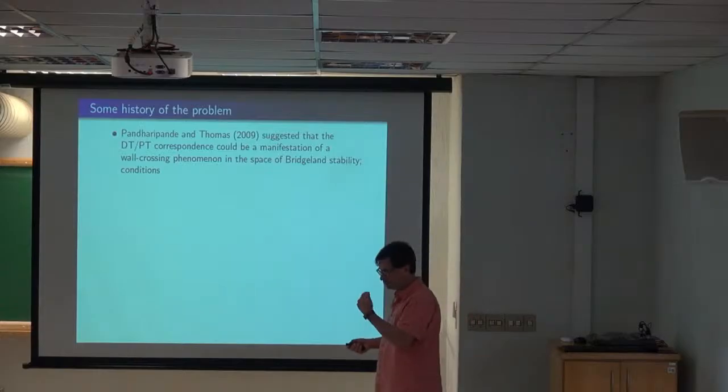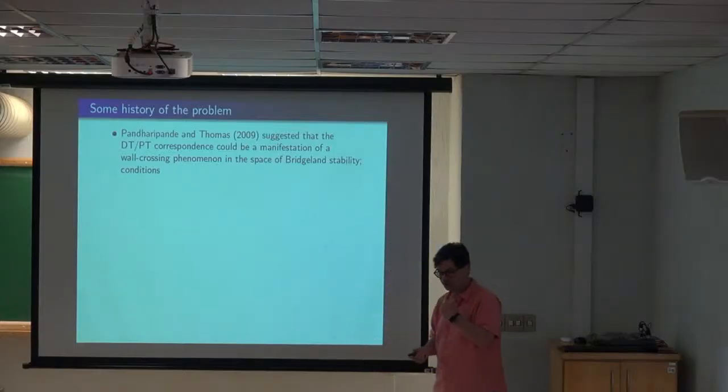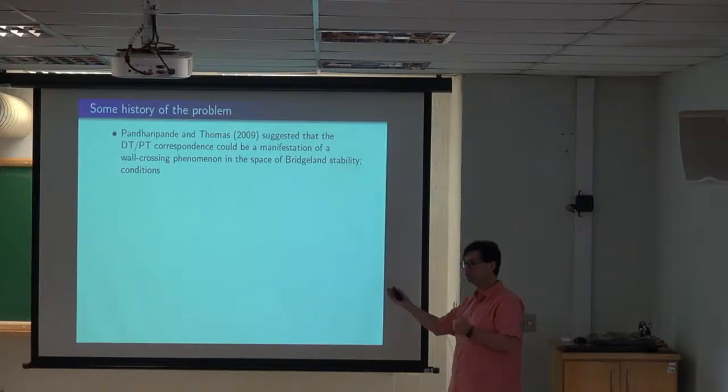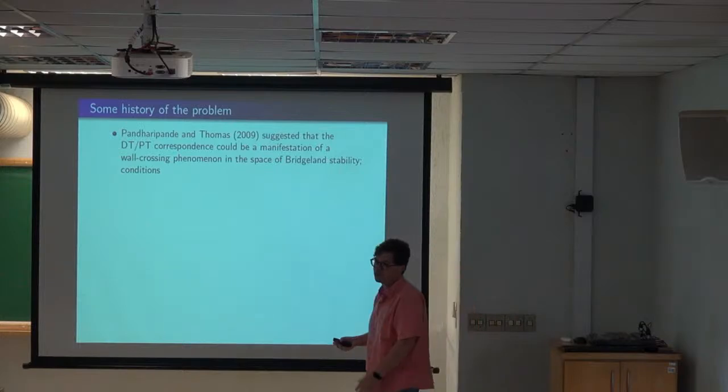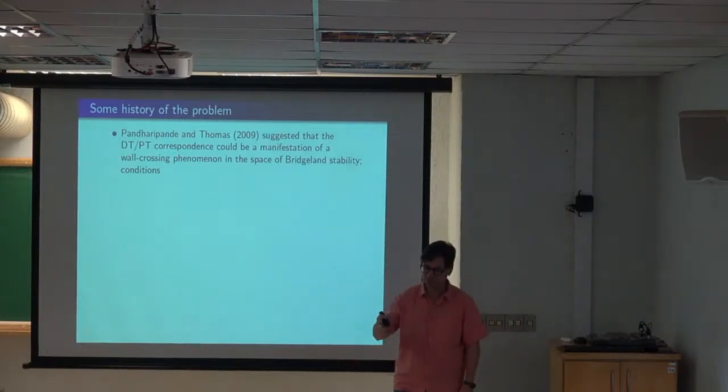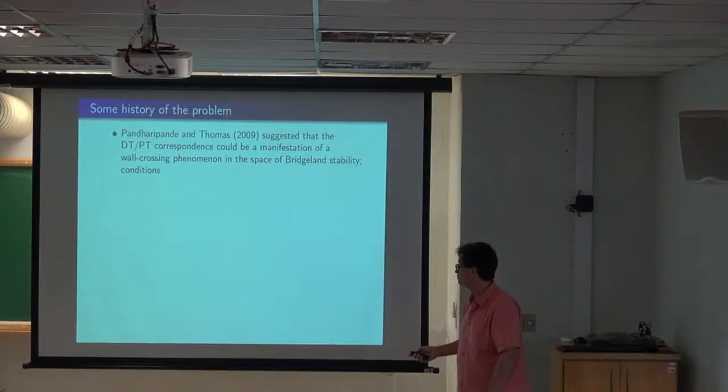So they conjectured, or suggested, that there could be a correspondence between these objects, the DT stable and the PT stable, the Gieseker semi-stable and the PT stable objects. Perhaps this correspondence could be a manifestation of wall crossing phenomena in Bridgeland stability. That's what we proved in our paper: indeed it is. There is a single wall crossing that takes the DT to the PT moduli.